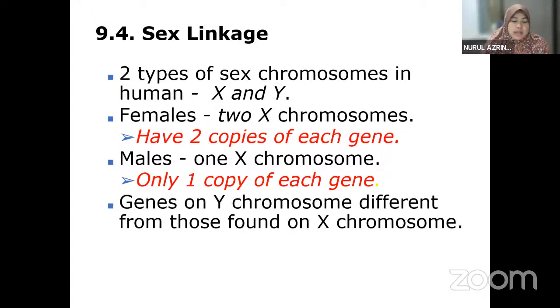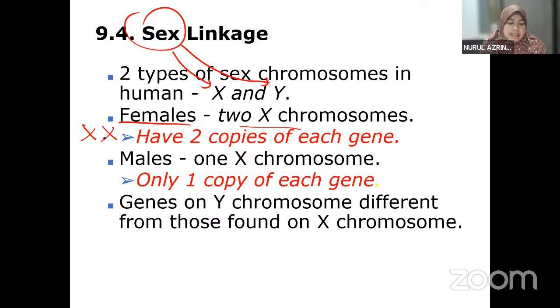So when we are talking about sex linkage, it is actually referring to chromosome X and also chromosome Y. So there are two types of sex chromosome in human, X and Y, where female have two X chromosome, whereby male only have one X chromosome. The gene on Y chromosome is different from the gene on X chromosome. Maksudnya lelaki hanya ada satu X sahaja, and the other chromosome is Y. So whatever gene on X chromosome is different daripada apa-apa gene yang ada pada Y chromosome.